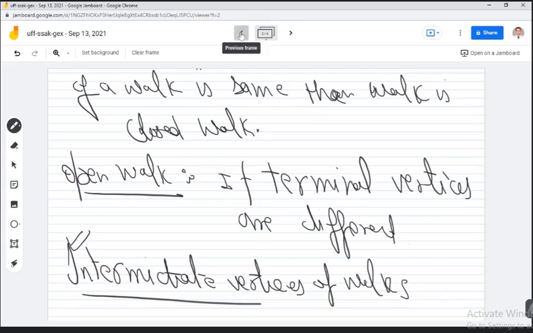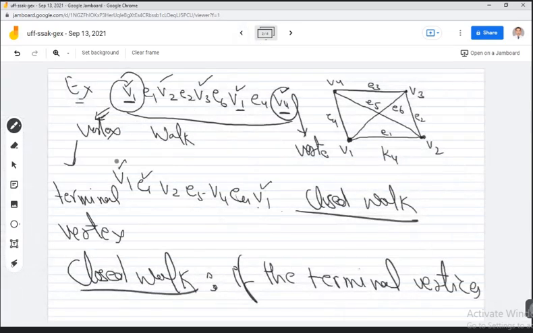Sir, here V1 will be both a terminal and an intermediate vertex, both? Which one? V1, yeah. These are the terminal vertices, V1 and V4. The intermediate vertices are V2, V3, and V1. Yes, in this case V2 and V6, a vertex may repeat. These are also terminal vertices, because if you talk only about terminal vertices, the beginning and ending vertices are the terminal vertices only.